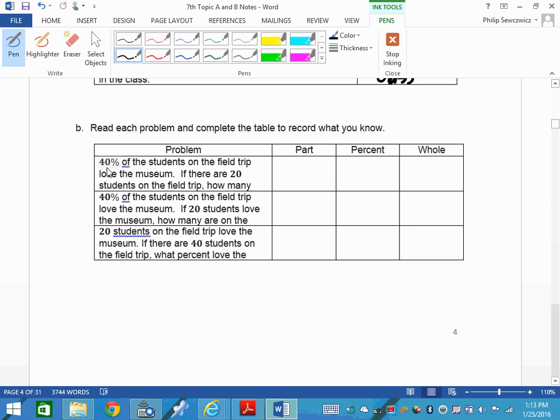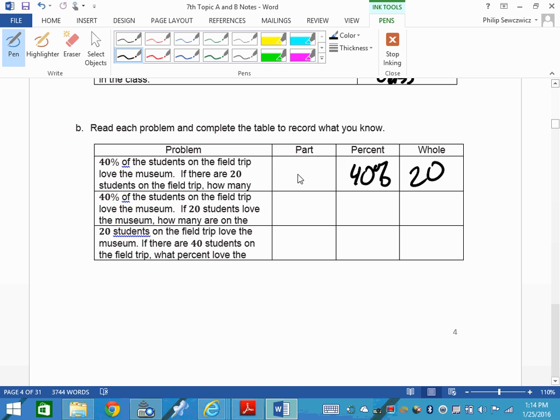40%. Well, all right. Hey, right away. There you go. Put it in. Yep, exactly. That takes it away. So 40% of the students on the field trip love the museum. If there were 20 students on the field trip, how many? Don't worry about the rest there. The 20, that's everyone. That's the whole amount. 20 kids went on the field trip.